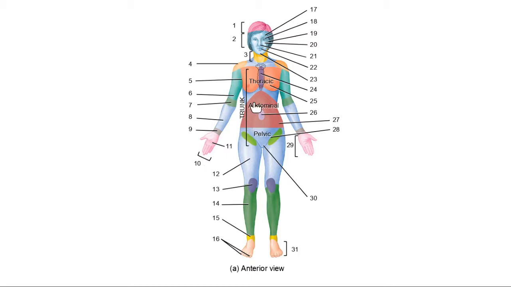In the trunk, you can see the thoracic, the abdominal, and pelvis. In the thoracic region, you can see the sternal part, and you can see number 25, which are the pectoral. Here is the abdominal, and number 26 is the navel part or umbilical region. And number 28 is called inguinal region.